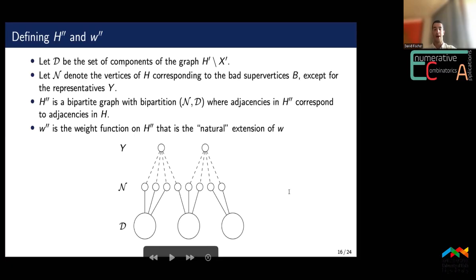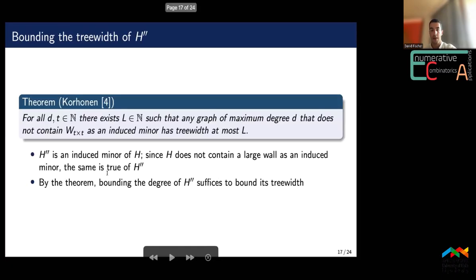And now we want to bound the tree width of this graph, and we'll see why in a second. And to do that, we're going to use this theorem of Korhonen, which says that if a graph doesn't have a big wall as an induced minor and it has bounded maximum degree, then it has bounded tree width.